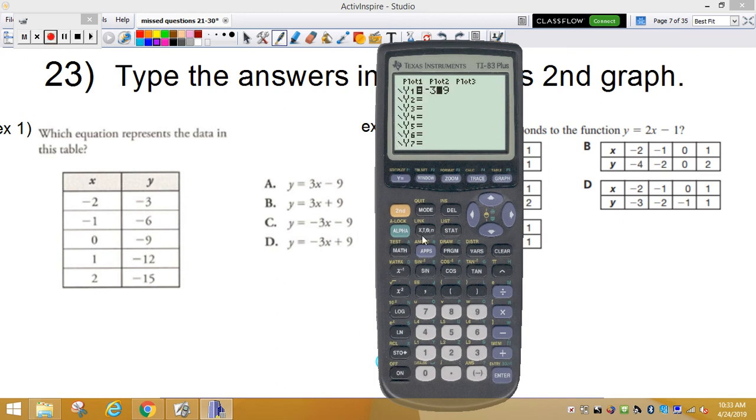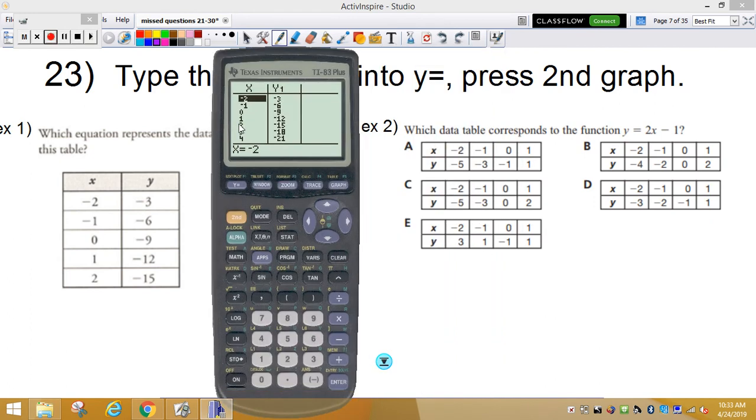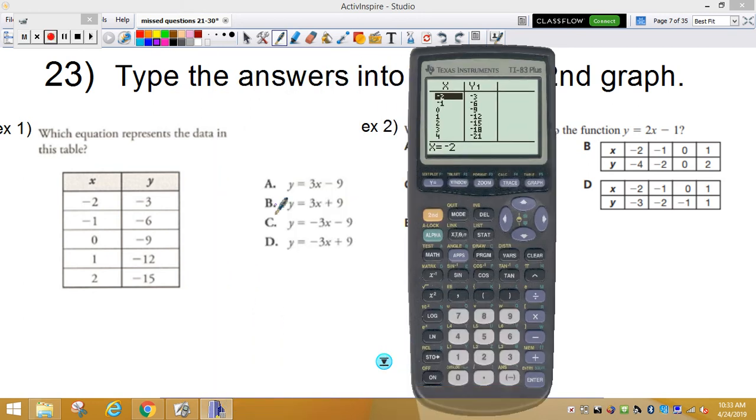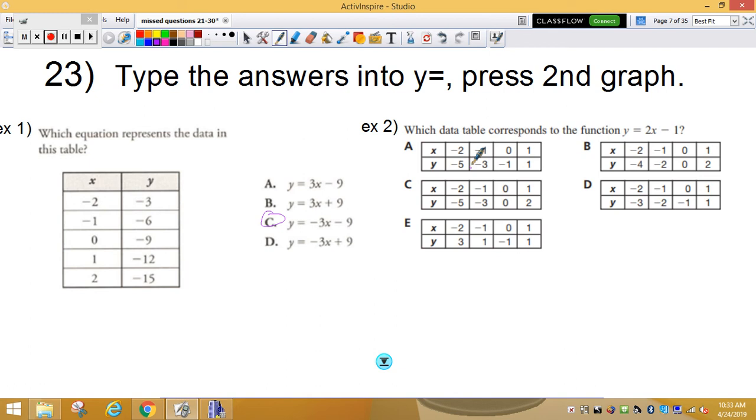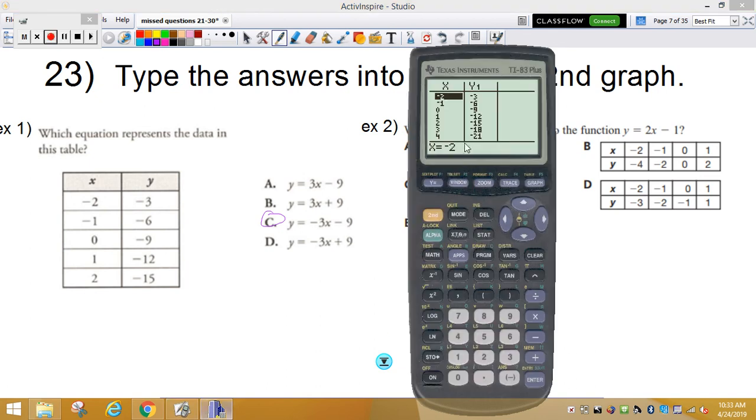Next is -3x minus 9. This says -2, -3, that's good. -1, -6, that's good. 0, -9, that's good. 1, -12, and 2, -15. So I have a winner. C is my answer. Doing it the opposite way, because sometimes you'll see the opposite.